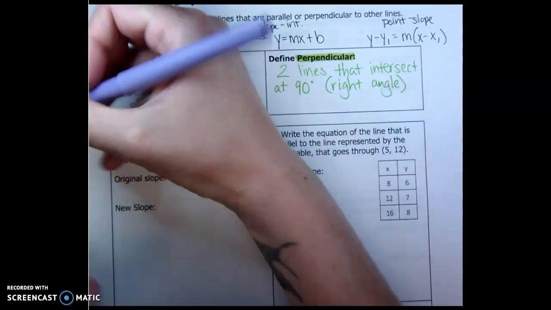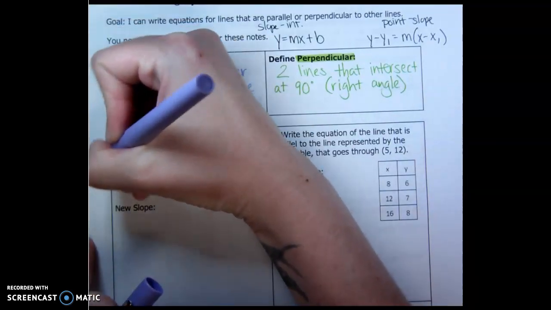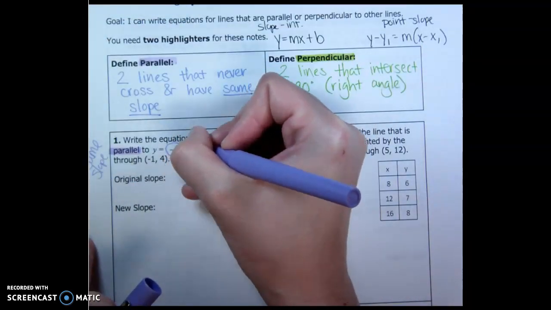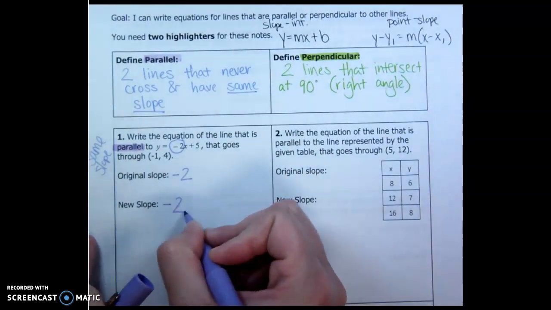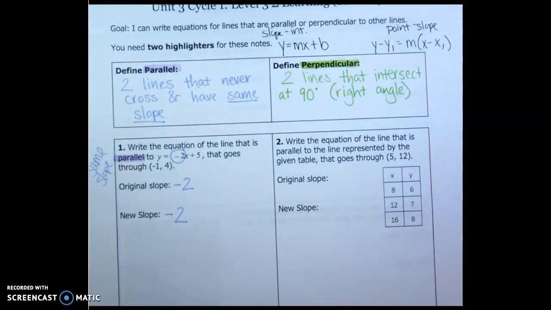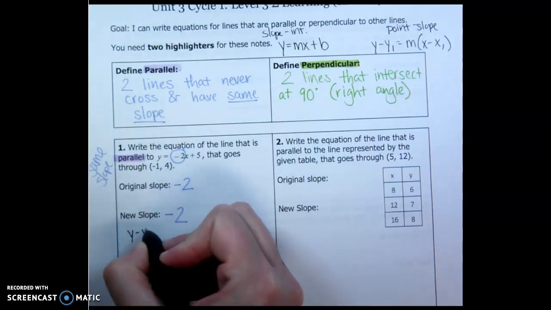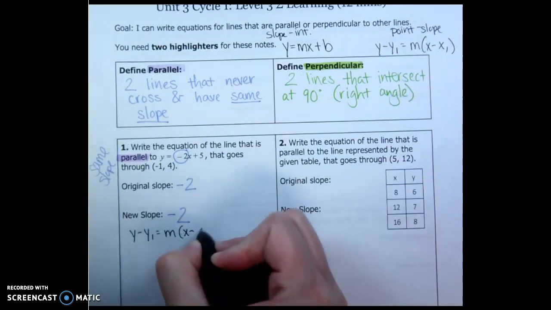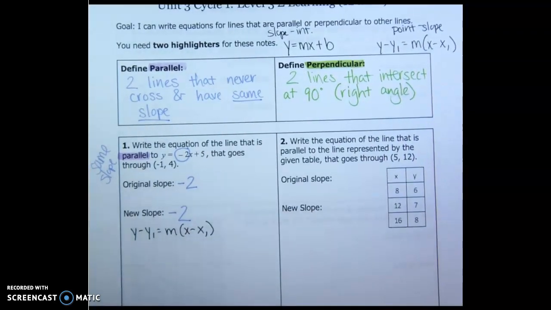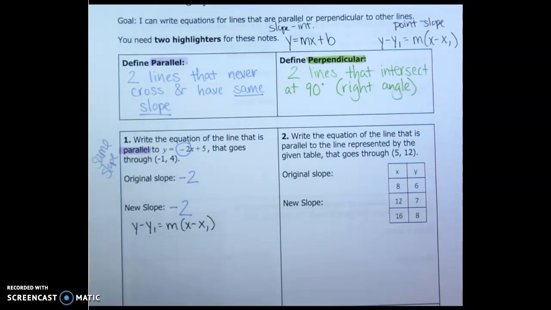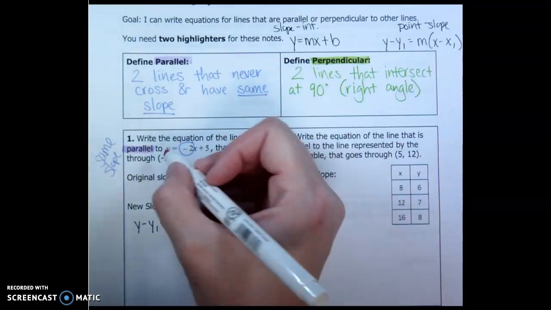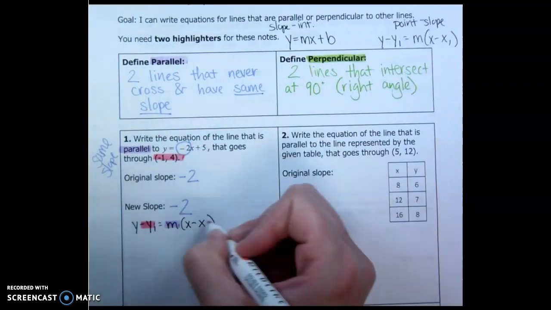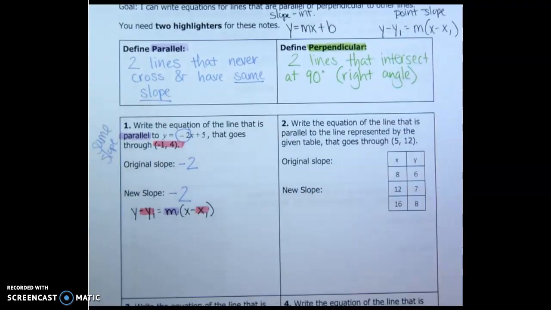That means it's going to have the same slope, which is negative 2. So my original slope is negative 2. Since it stays the same, it's still going to be negative 2. Now I'm going to use my point slope form. y minus y1 equals m times x minus x1. And we're going to plug in the things that we know. We know our slope, and we know our new point. It's going to go here and here. Okay? So here we go.